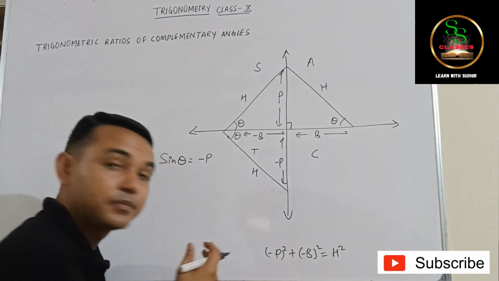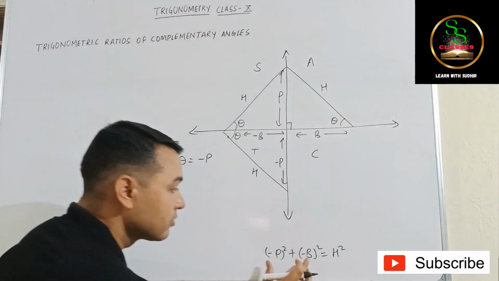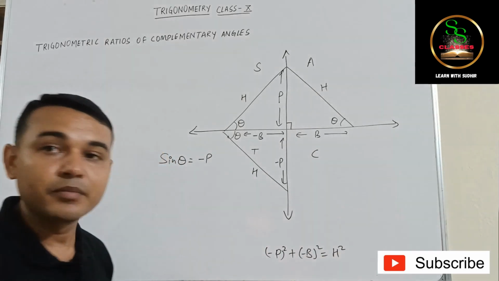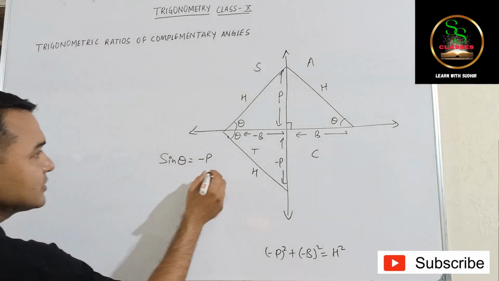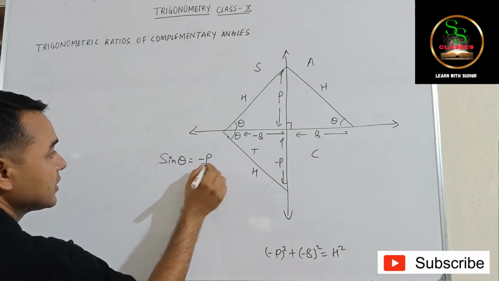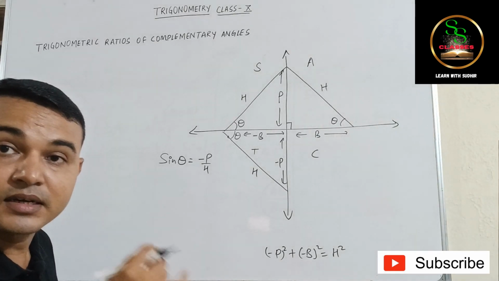If I square this, then it will become positive. Here also, if I square, it will become positive. Both will become positive. Now hypotenuse is still positive. Clear? Okay. Sin theta is what? Perpendicular by hypotenuse, p by h. So from here you can clearly see that sin theta is negative.